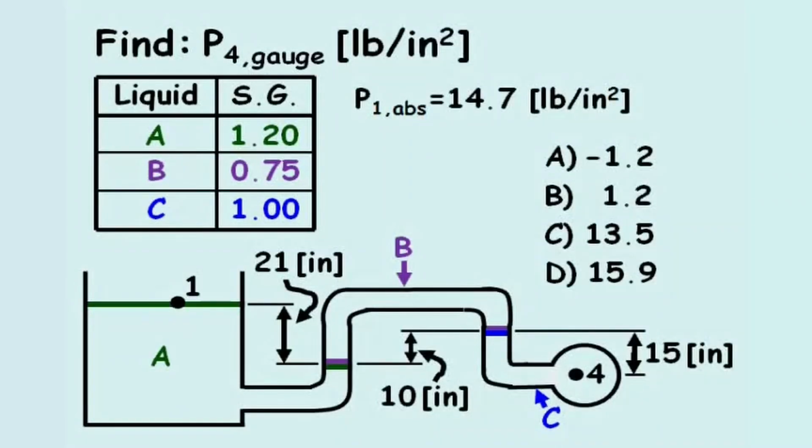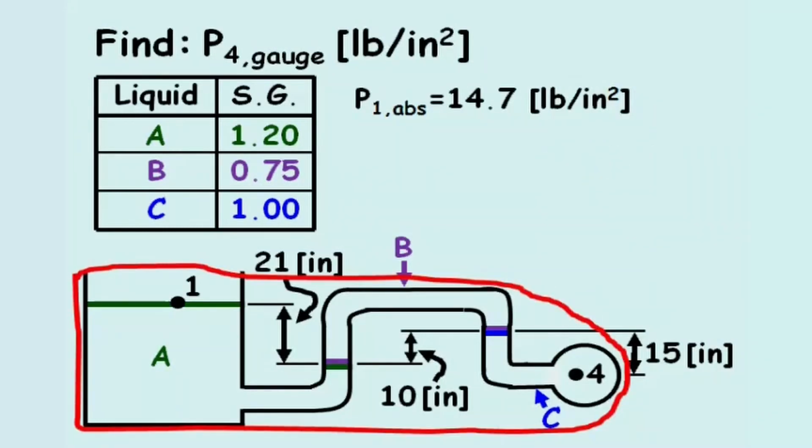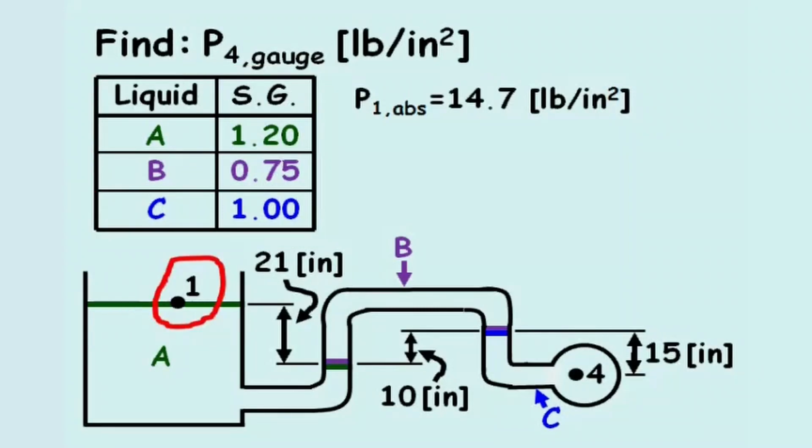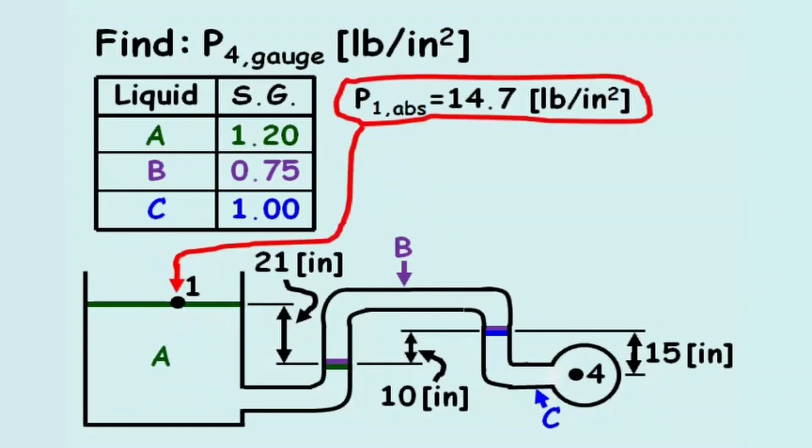Find the gauge pressure at point 4 in pounds per inch squared. In this problem, a manometer is filled with 3 liquids, A, B, and C. The specific gravity of each of these 3 liquids is provided in the data table. Point 1 is located on the open surface of liquid A, and the absolute pressure at point 1 equals 14.7 pounds per inch squared.